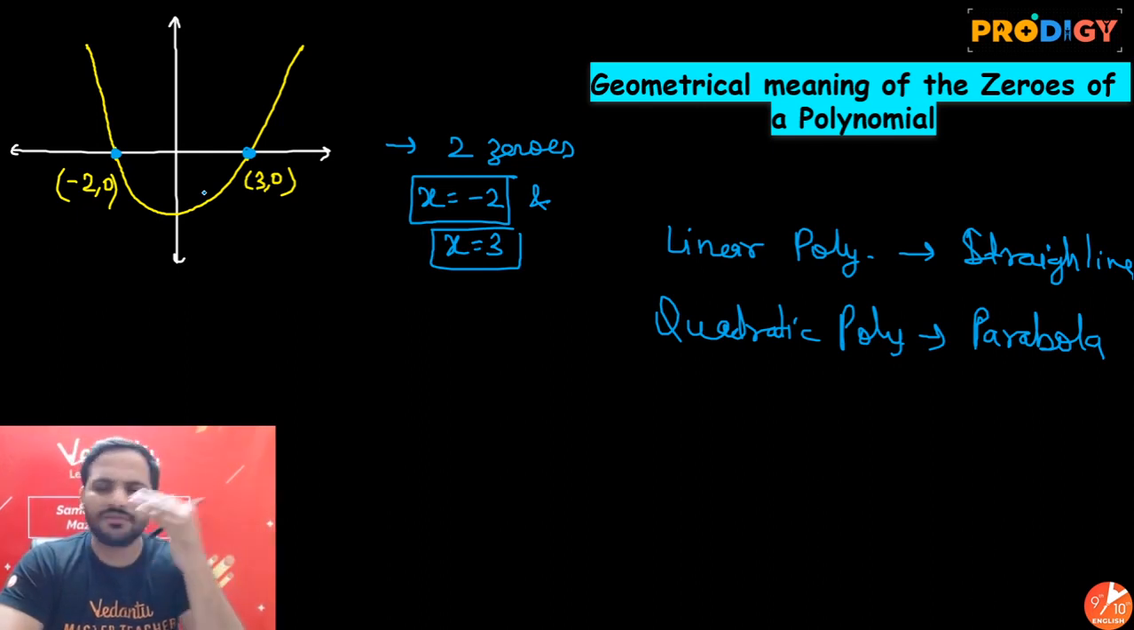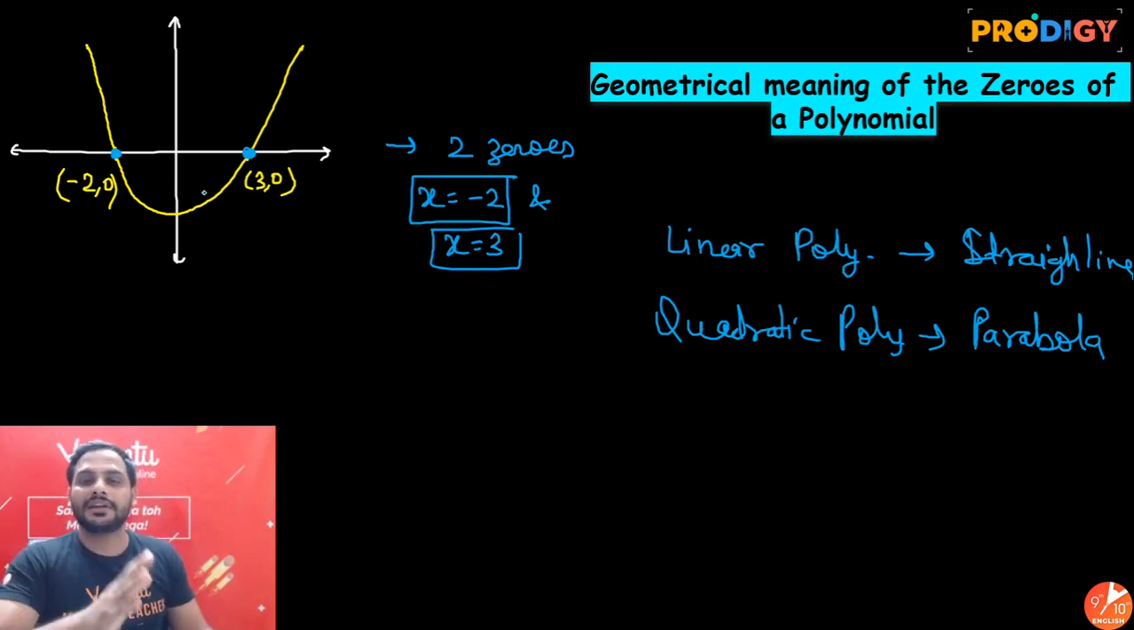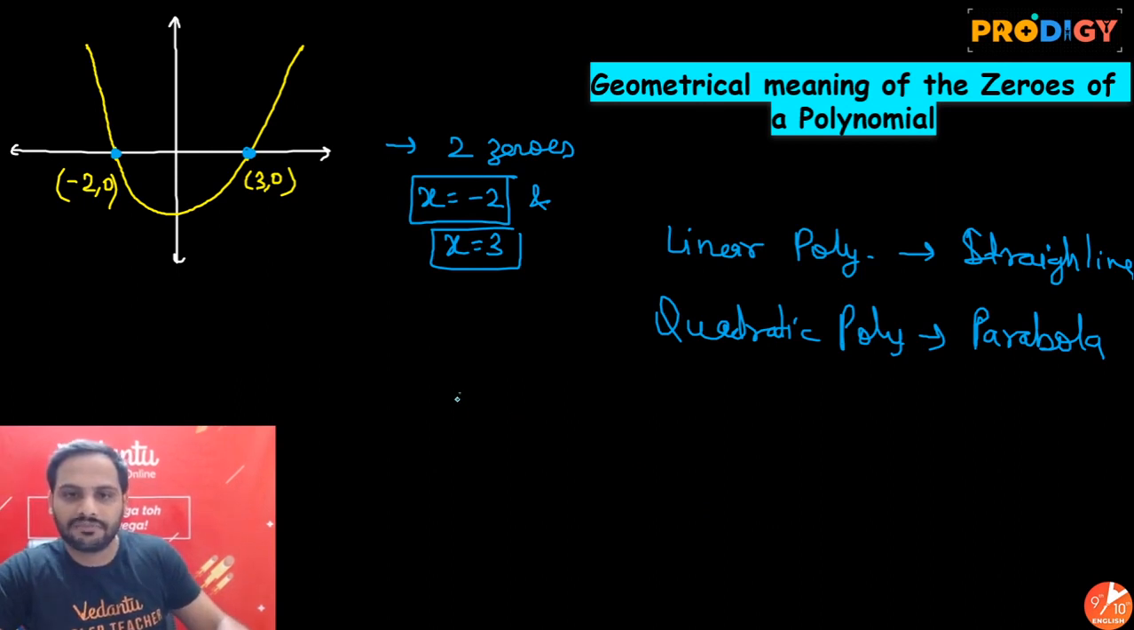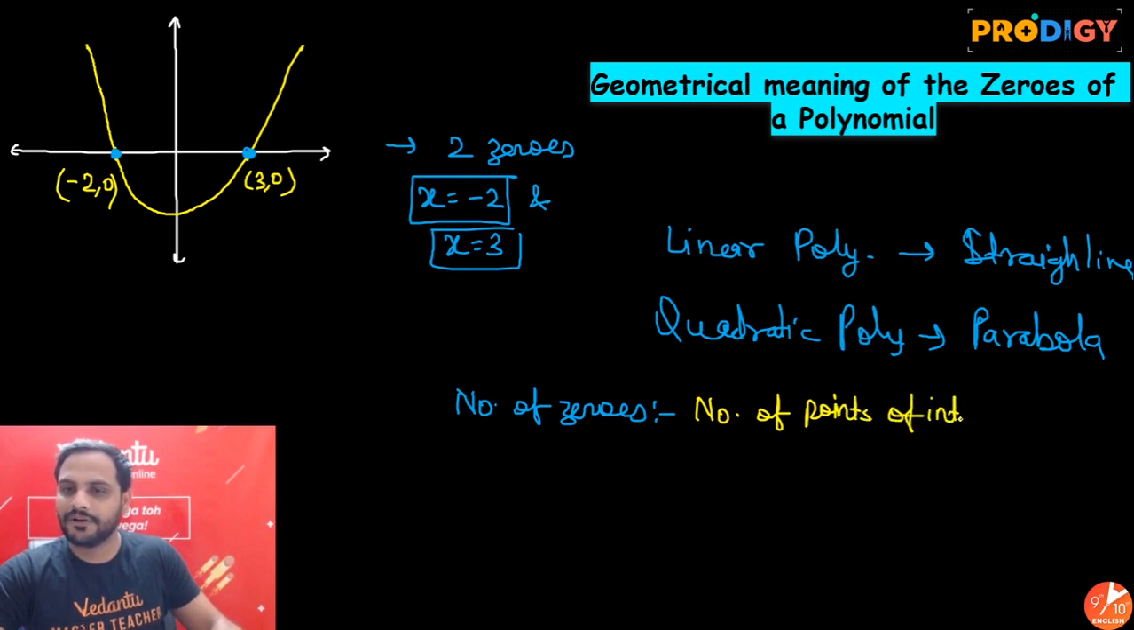Now they can give you a graph in any shape, and they will ask you how many zeros exist. Remember the number of points of intersection of the graph with the x-axis. So the number of zeros: how can you find it? By looking at the graph. It is very easy. The number of points of intersection of the graph of polynomial P(x) with which axis beta?